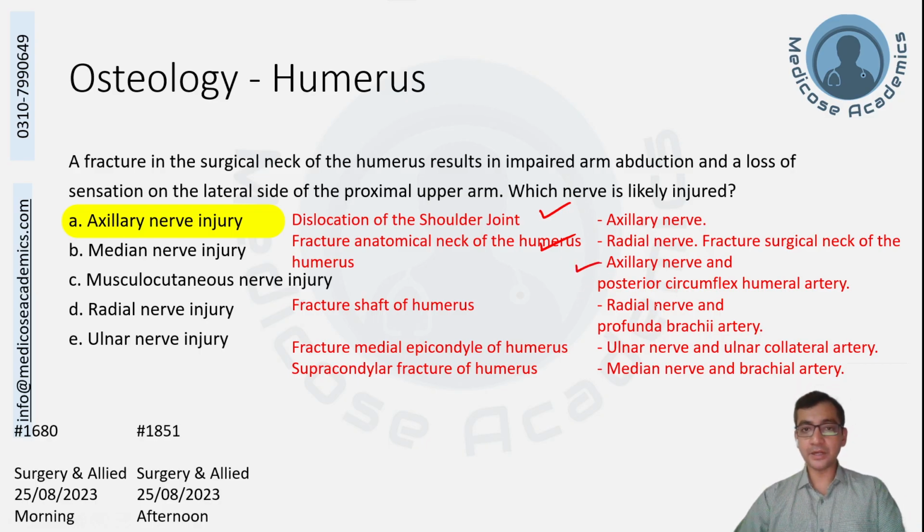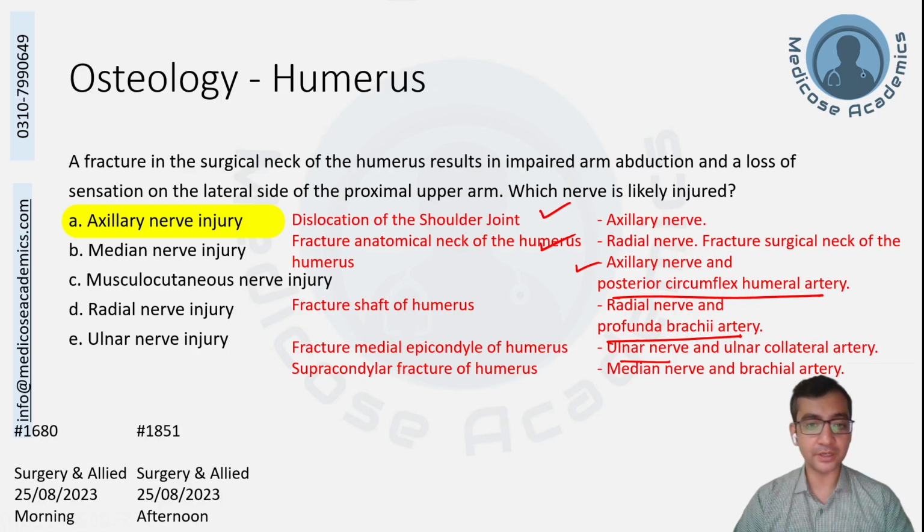Accompanying the radial nerve is profunda brachii artery. Accompanying the axillary nerve is the posterior circumflex humeral artery, and then there is medial epicondyle, ulnar nerve, and ulnar collateral artery, and supracondylar fractures lead to median nerve injury.